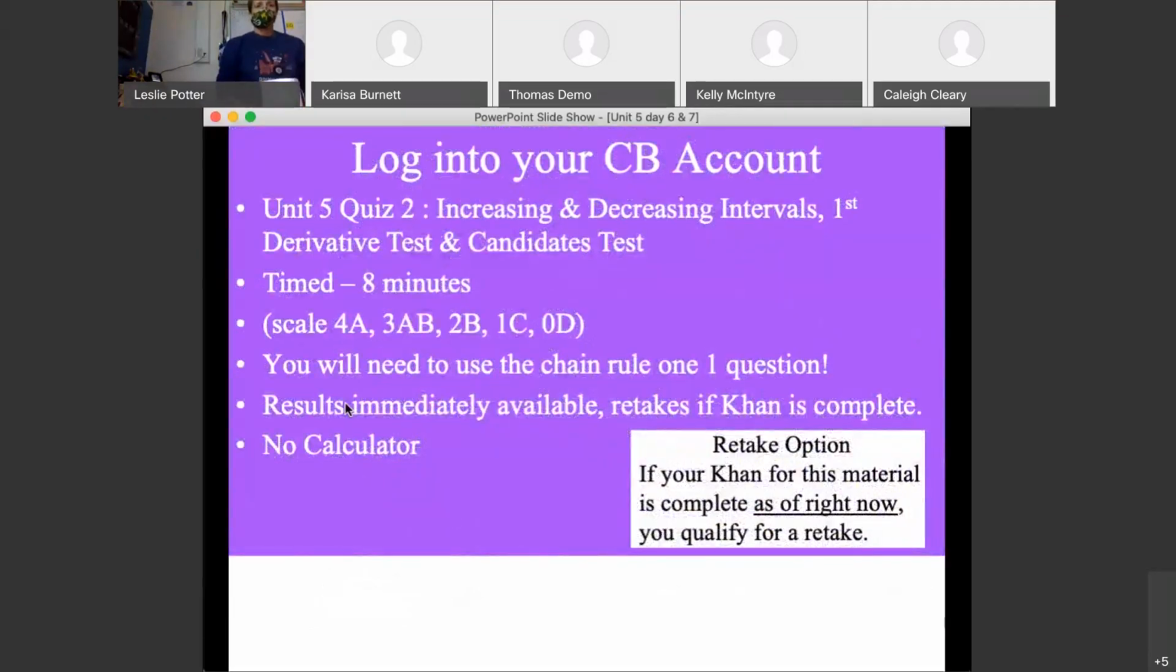Then we're logging into College Board. We're taking a quiz on Unit 2, increasing and decreasing intervals. Increasing, derivative positive; decreasing, derivative negative, right? First derivative test, finding those critical points: take the derivative, set equal to 0, factor, solve. Then we make our number line and see what's happening, plus or minus, on either side of those points. And then the candidates test is again finding those critical points. So we're going through that process again, and then we make that table, find our y values, and include our endpoints. Okay, so those are the things.